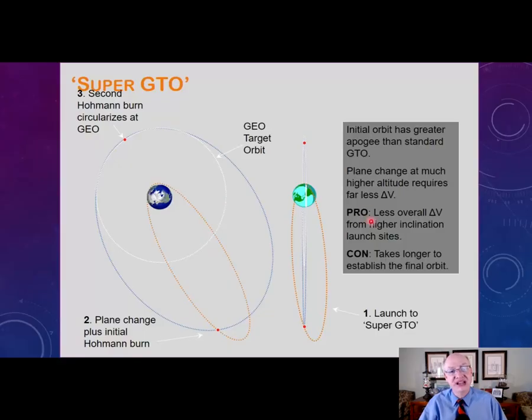So the advantage to this is it requires less delta V, especially if you're launching from a launch site that's at a very high inclination. But the con to this super GTO transfer is that it takes longer to establish the final orbit. So that ends part 3 of lecture 4.